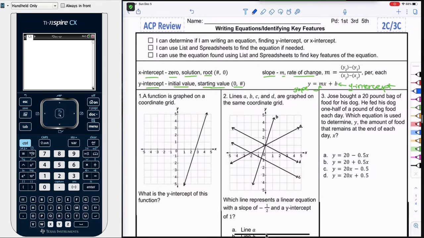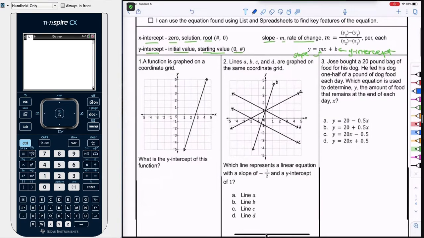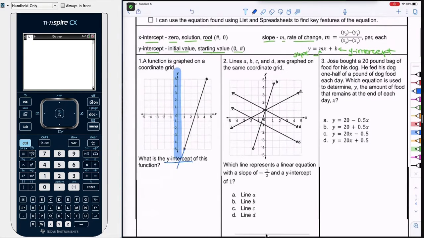It says a function is graphed on the coordinate grid. What is the y-intercept of the function? So we know we're looking for the y-intercept, and we know that's on the y-axis. But we can't see where our lines touch. It's not possible. So we have to find an equation. To find an equation, we need at least 2 points.